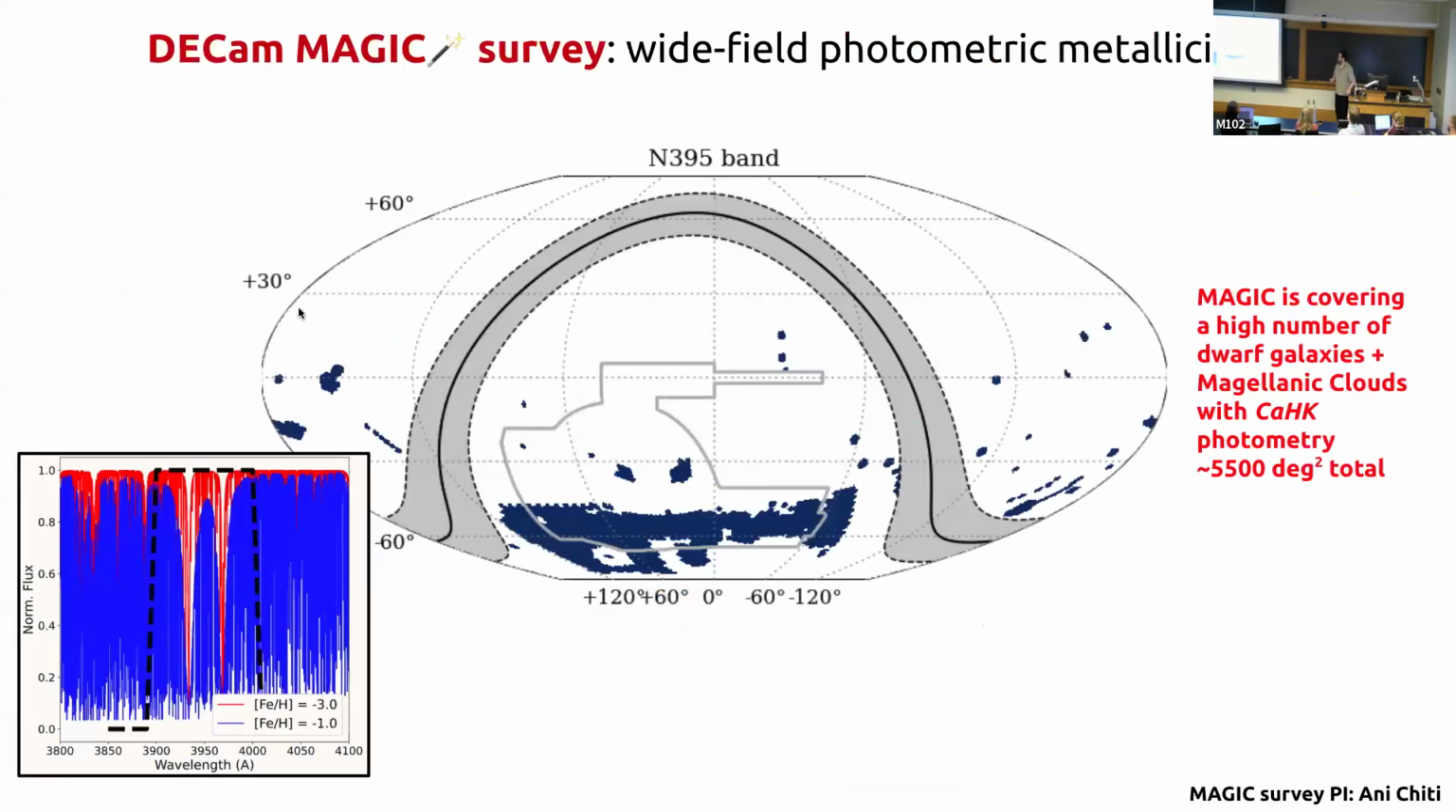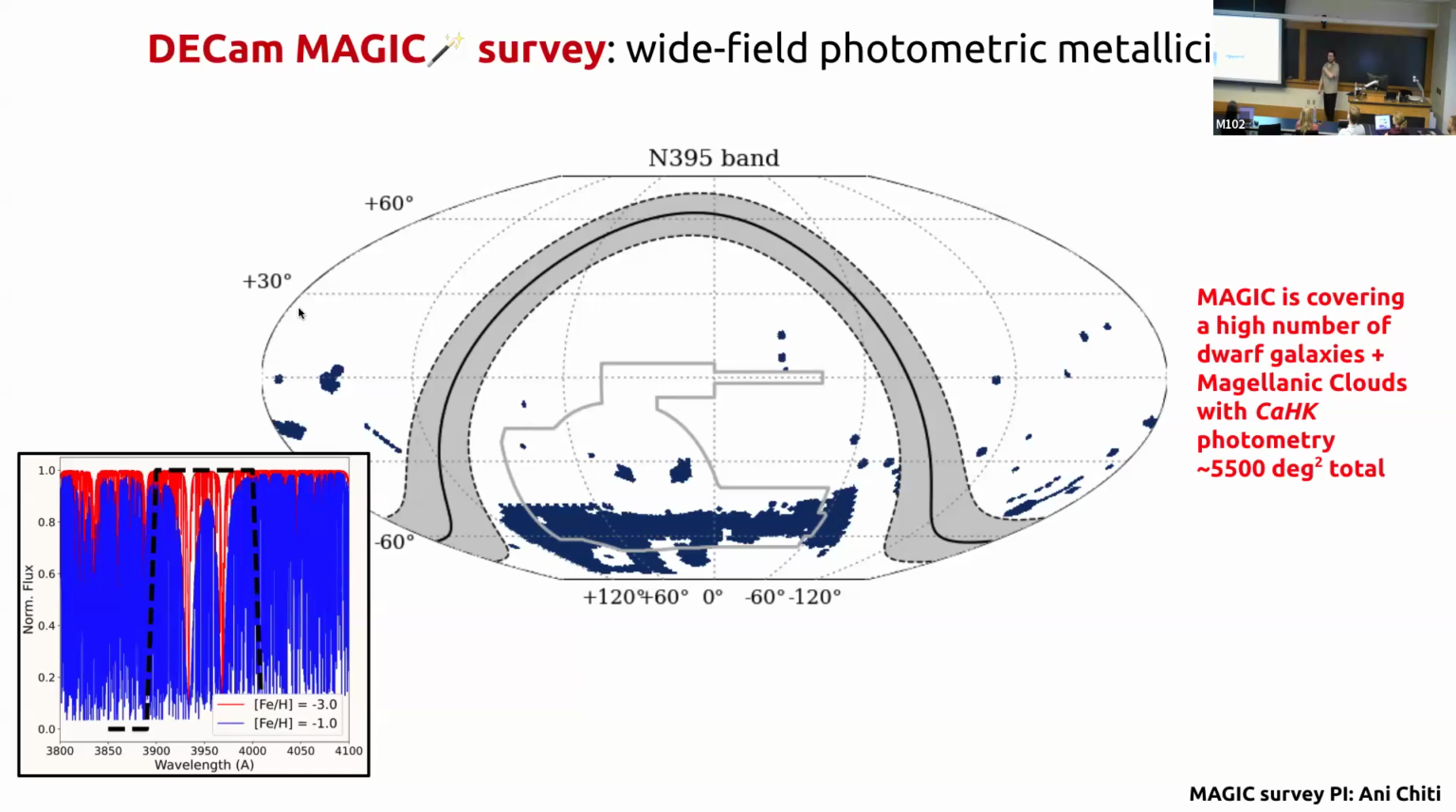So, what is this MAGIC survey? It is a survey that is organized within the larger survey called DELVE. MAGIC stands for Mapping the Ancient Galaxy in Calcium H and K. The reason is that we use this narrow band calcium H and K filter, shown right here, which is sensitive to metallicities, in order for us to measure metallicities directly out of photometry.